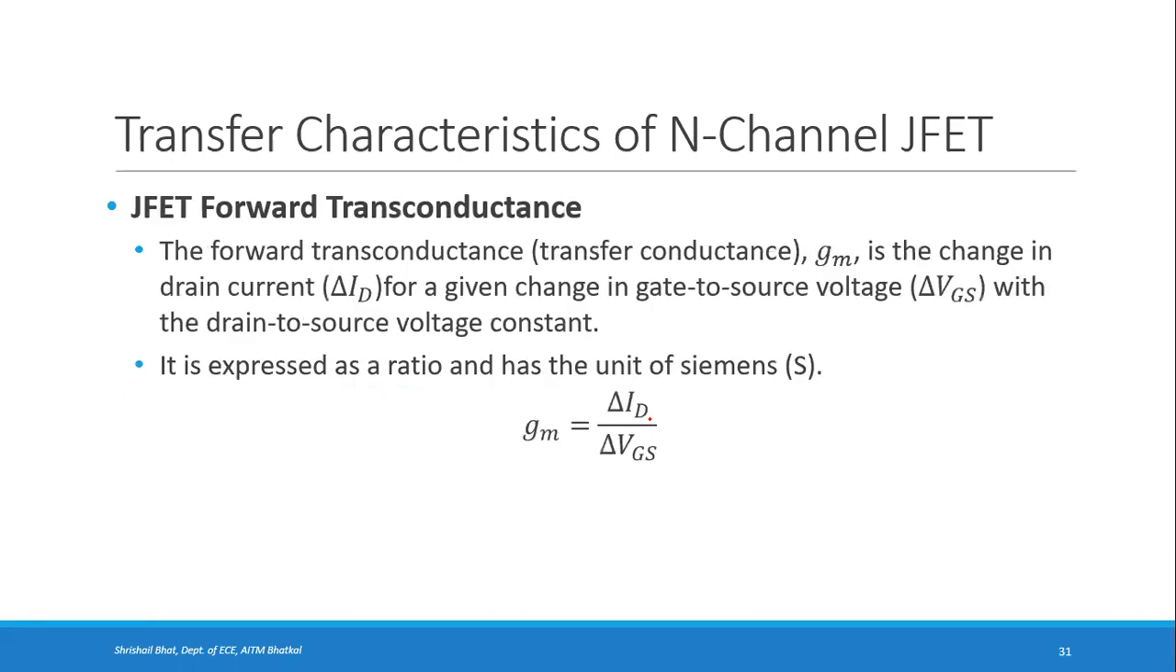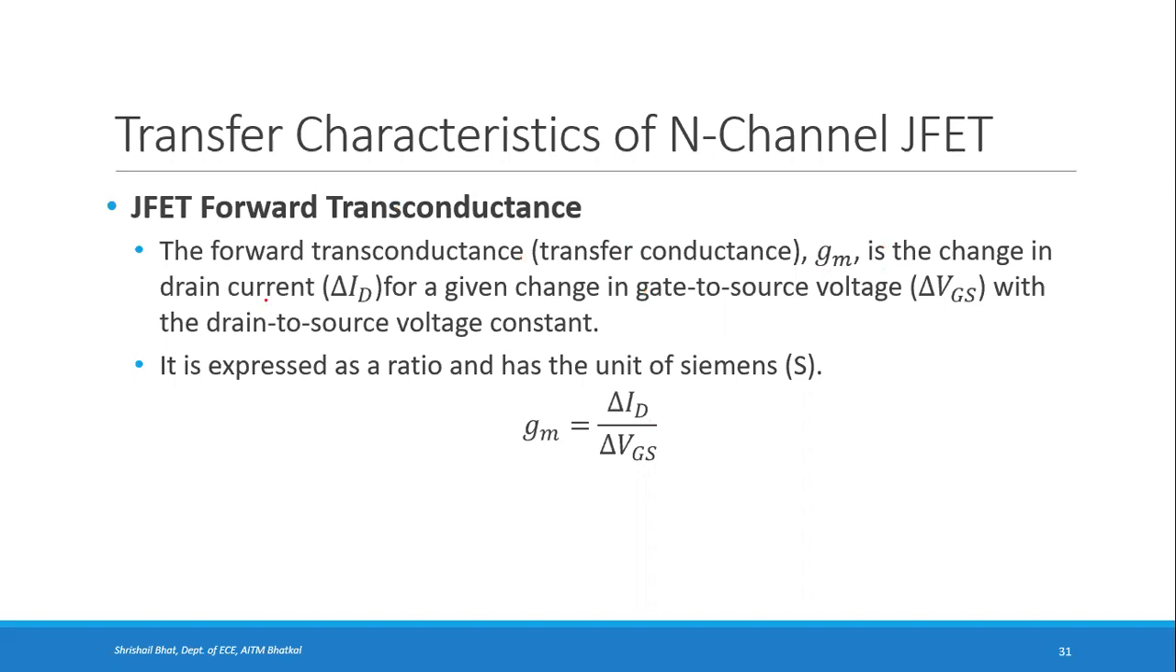So there is another parameter which we call the transconductance. The conductance is the opposite of resistance. Resistance is the ratio of V by I, right? Voltage by current, whereas conductance is the ratio of current by voltage. So transfer conductance or forward transconductance, it is gm.